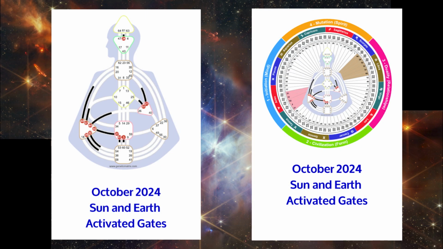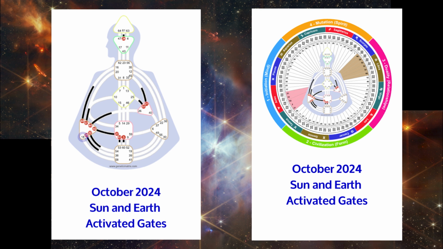So in these first two images, you can see where the clustering of the activated gates by the Sun and the Earth are during the month of October. And I always like to show these because some months they really do cluster in a particular part of the chart, of the body graph. So you can see here that we have a very strong clustering in the spleen center, which is over here on the right-hand side of the body. It's on the left side of the chart here, but it's on the right-hand side of the body.